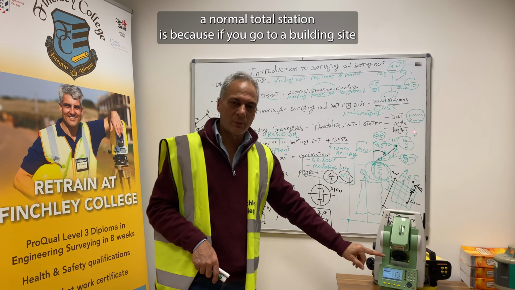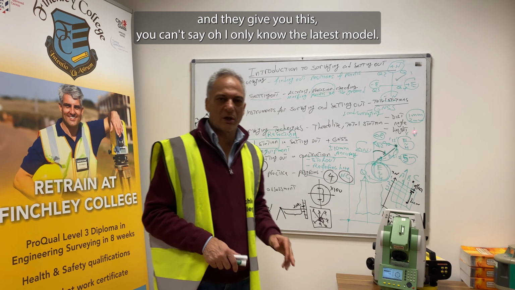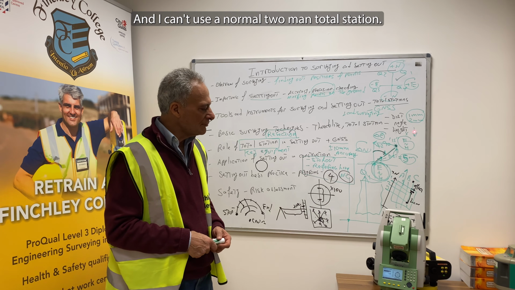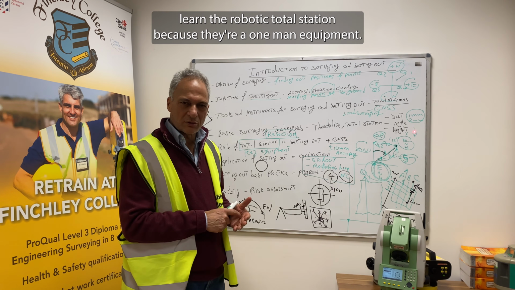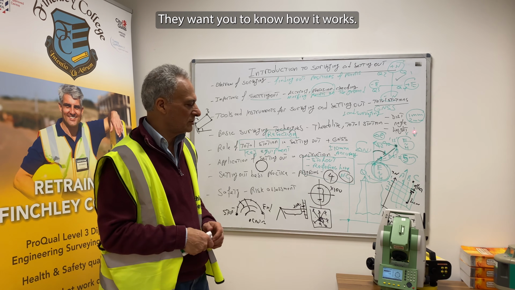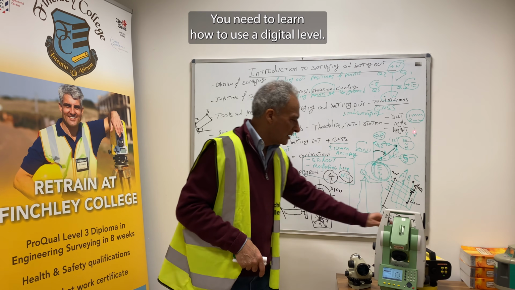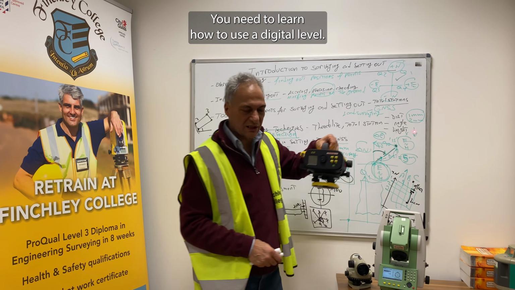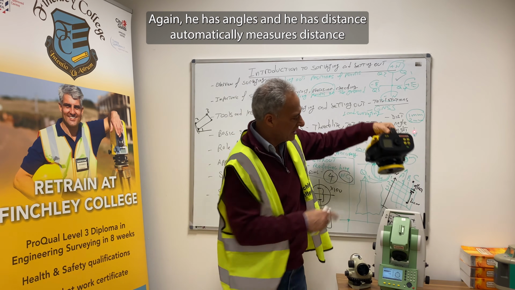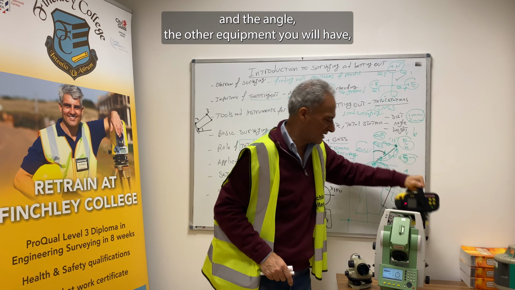The reason we teach you the normal total station is because if you go to a building site and they give you this, you can't say, I only know the latest model and I can't use a normal two-man model. You will also need to learn the robotic total station because they're one-man equipment. They want to save money on a system. They want you to know how it works. You need to learn how to use an automatic level. You need to learn how to use a digital level. The advantage of the digital level is that it is a more precise level. Again, it automatically measures distance and the angle.